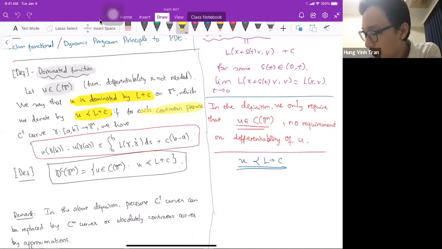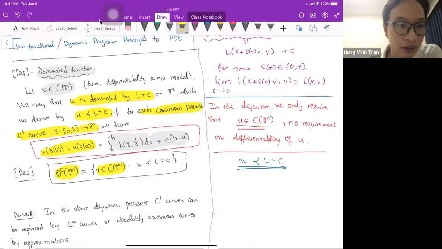piecewise C1 curve gamma, the action is always greater than the difference of u evaluated at the two endpoints. It's a weird notation to me, but Fathi wrote it as DC of Tn. You collect all the possible continuous functions u so that u is dominated by L plus C. Okay, just a matter of definition.